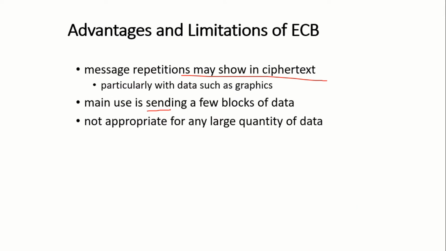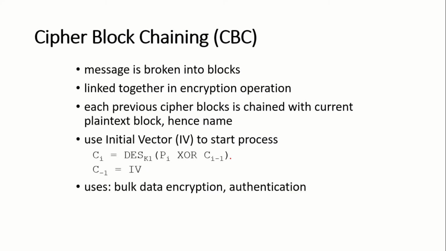So its main use is sending a few blocks of data. It is not appropriate for a large quantity of data, which I have already told you. Fine. Next we have cipher block chaining. So this is the second mode of operation. In this operation as well, the message is broken into blocks and they are linked together in the encryption operation. Fine. And that is why we call it block chaining, right? So that is why we use this word chaining over here.